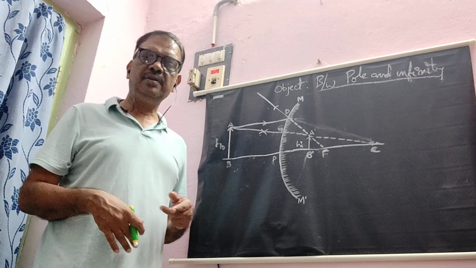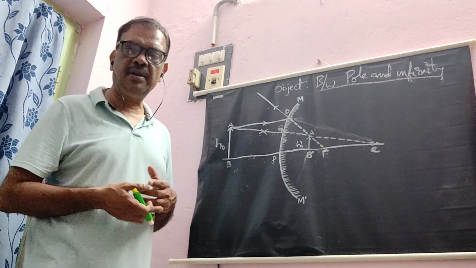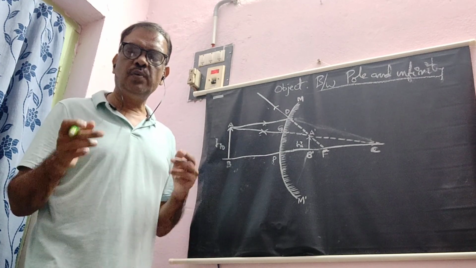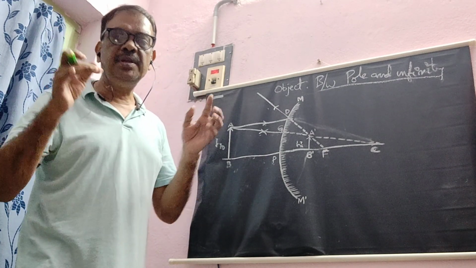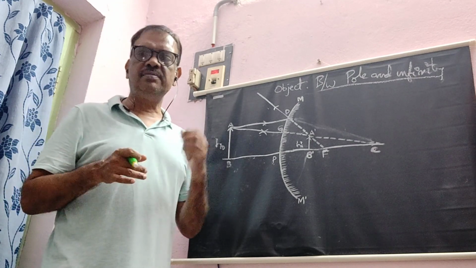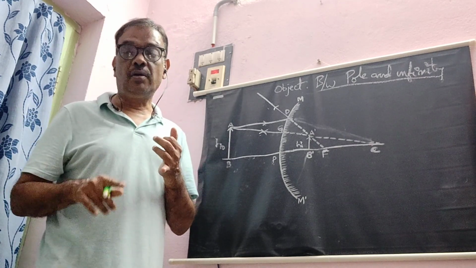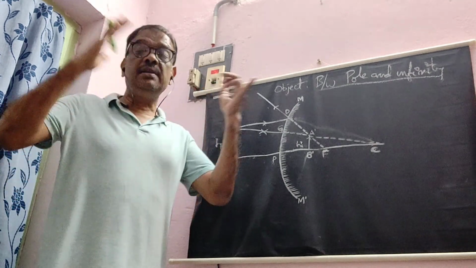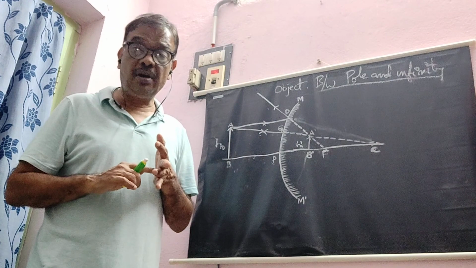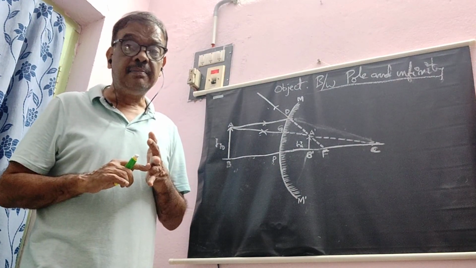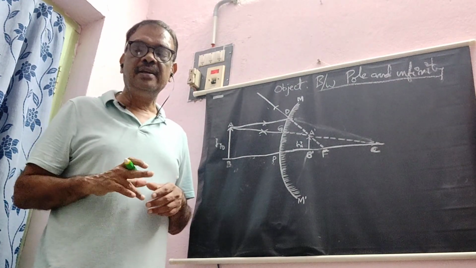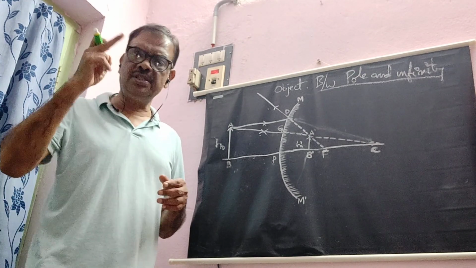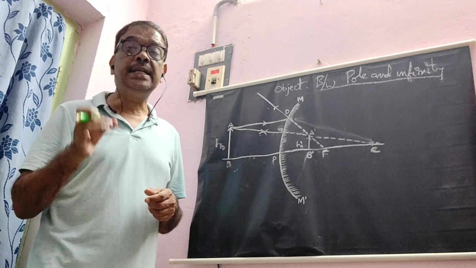Suppose in examination, somebody asks you, name a mirror which always forms virtual, erect and diminished image. What comes into your mind? Not concave mirror. Concave mirror also forms virtual, erect, but not diminished, magnified. Plane mirror also forms virtual, erect, but not diminished, same size. Convex mirror is the only mirror which forms virtual, erect, diminished image.